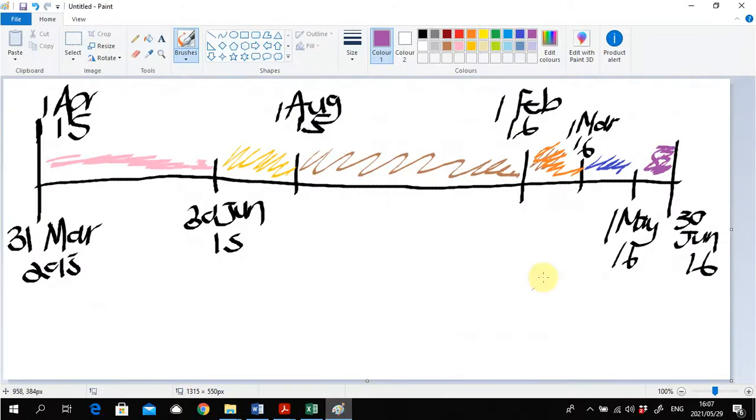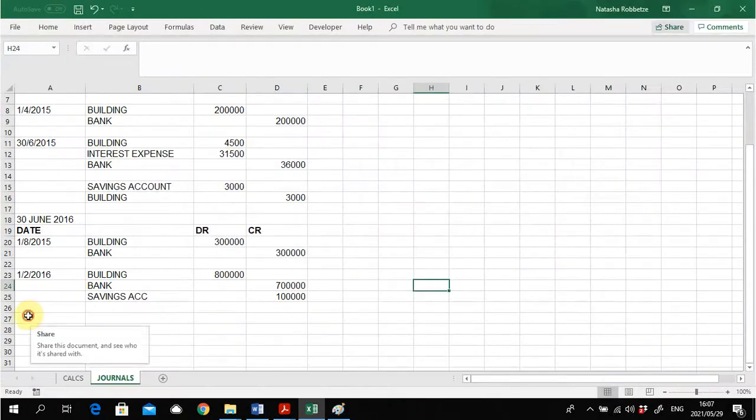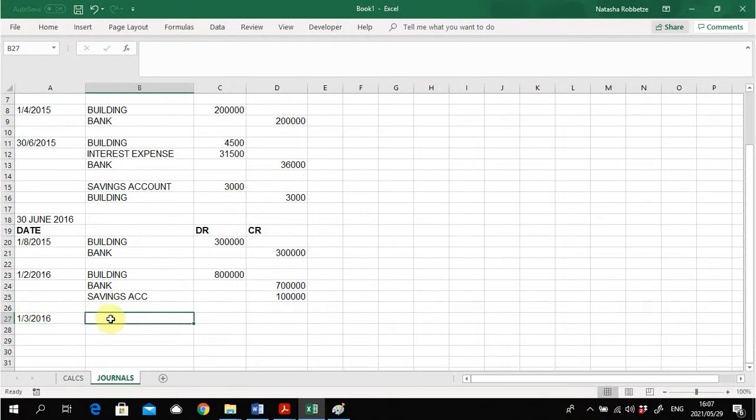My next interval is on the 1st of March. And there I make another progress payment. And that is one that should come from my savings account. So I'm going to say building, savings account. And the amount there is 150,000.